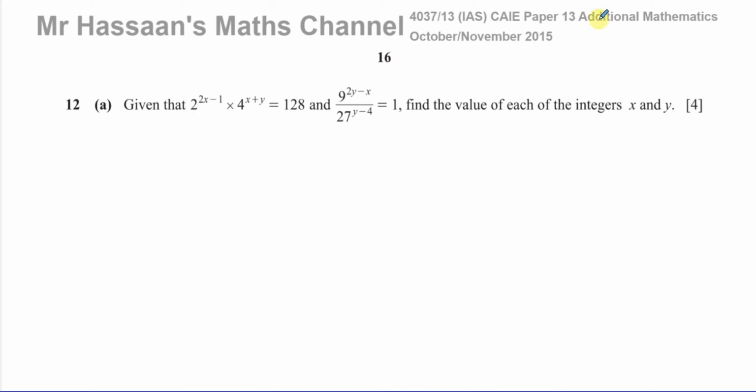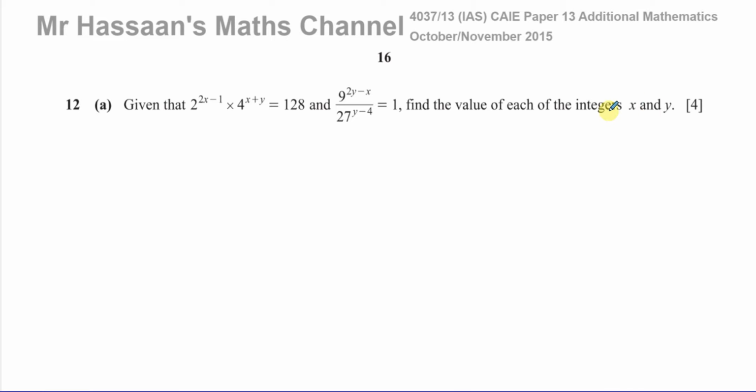Okay, so this is from the additional mathematics paper from October-November 2015, paper 1-3. Now, as I said, I don't normally answer questions from this. I normally do IGCSE or AS A-level papers, but I'm going to answer this for now. So it says, given that 2 to the power of 2x minus 1 times 4 to the power of x plus y equals 128, and 9 to the power of 2y minus x over 27 to the power of y minus 4 equals 1, find the value of each of the integers x and y.